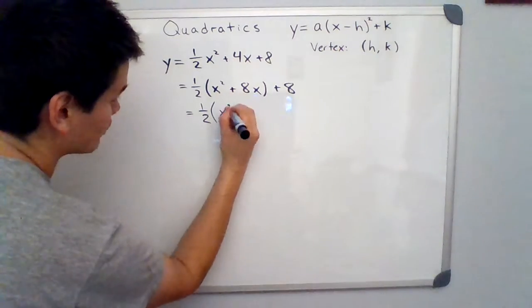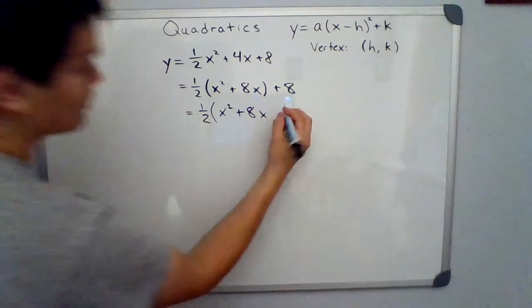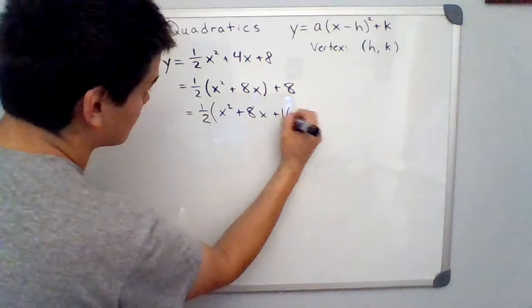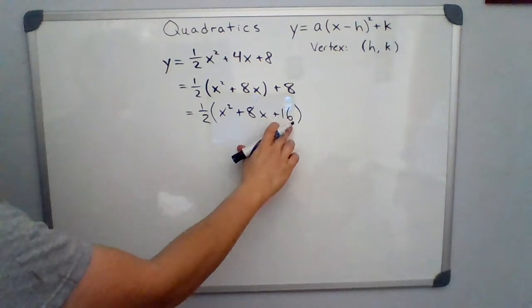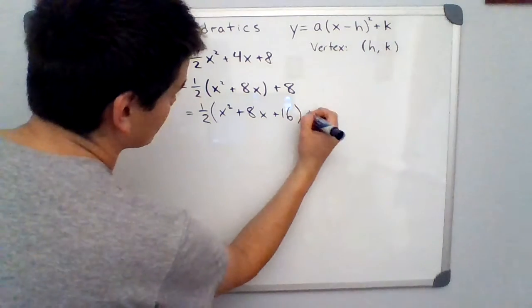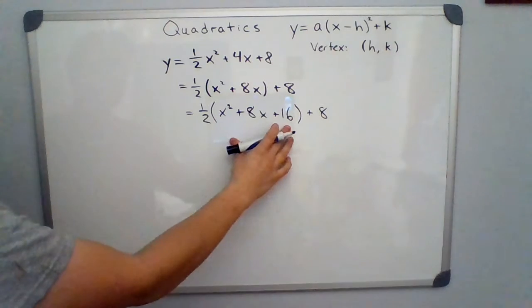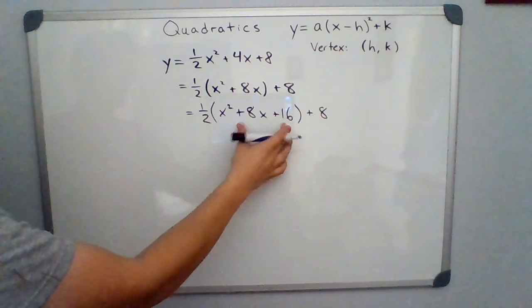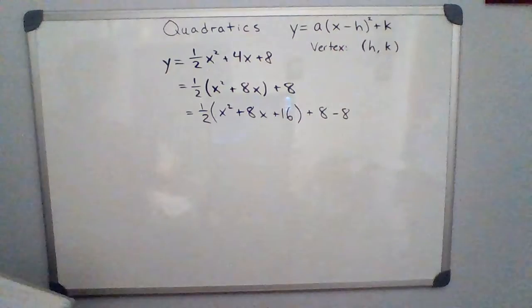So it's x squared plus 8x. 8 divided by 2 is 4, squared is 16. But since I added 16 here on the inside, on the outside of these parentheses, I'm going to have to add 8. I'm sorry, subtract 8. So actually, I just have 8 minus 8.